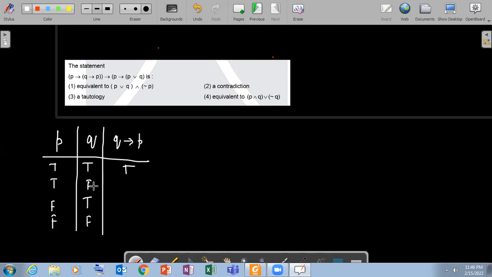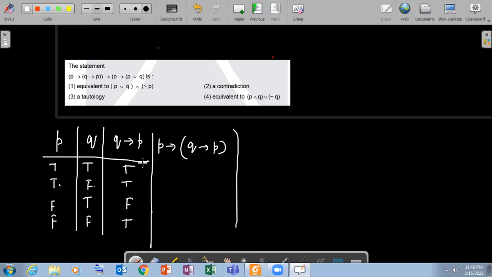Truth, truth, truth, false, truth. So good. Truth, false, problematic, false, false, truth. Then P implies (Q implies P). So truth, truth, truth, no problem. Truth, truth, truth, false, false, truth, false, truth, truth. So no problem, right?